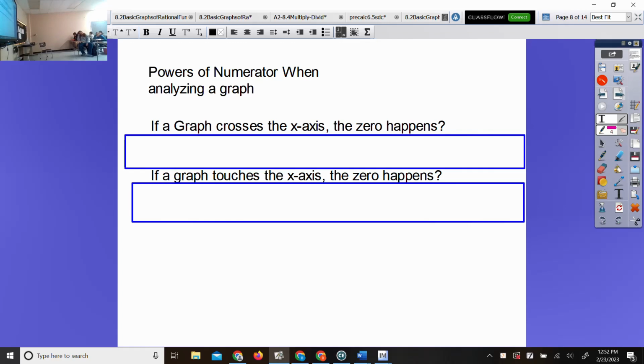Powers of a numerator when analyzing a graph. This is something that's really old. This is a really old skill. I'm going to draw a little freehand graph here, something that would be on your basics quizzes. That guy right there. That looks like something on the basics quiz, doesn't it? Some of you don't even know. That's on the basics quiz.